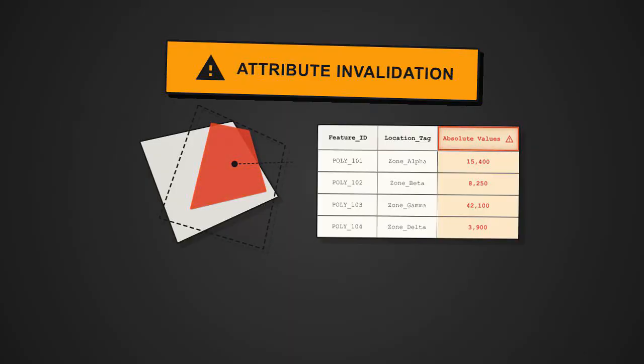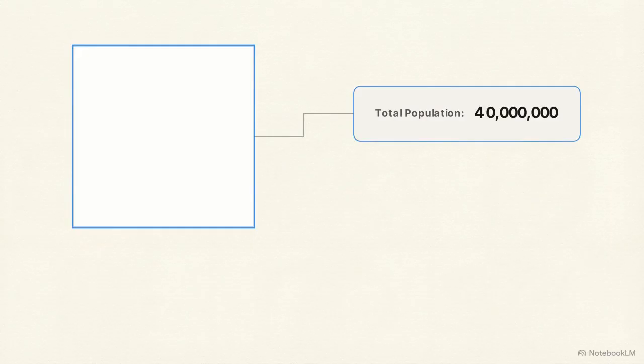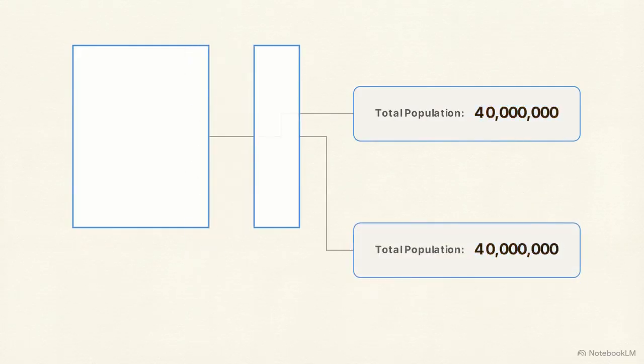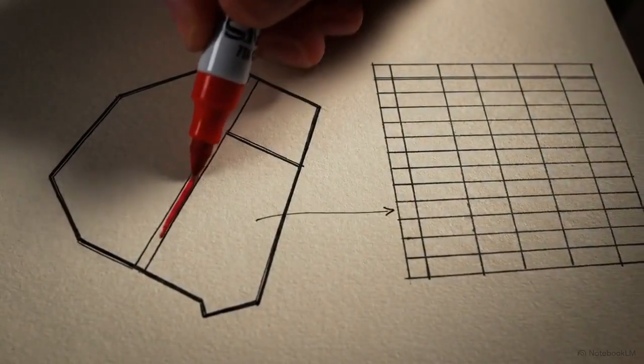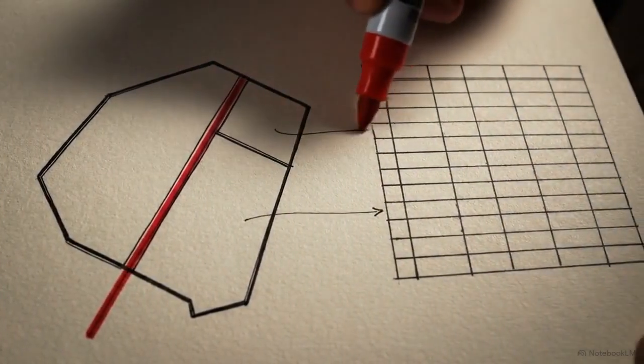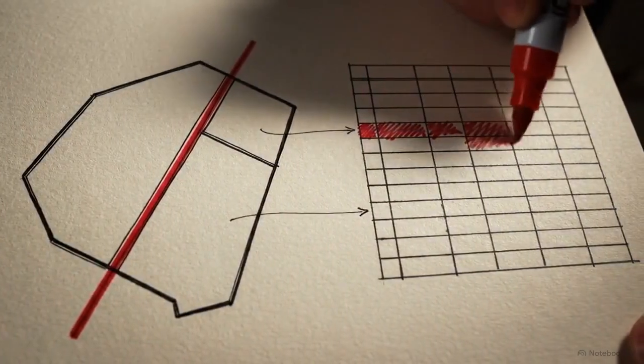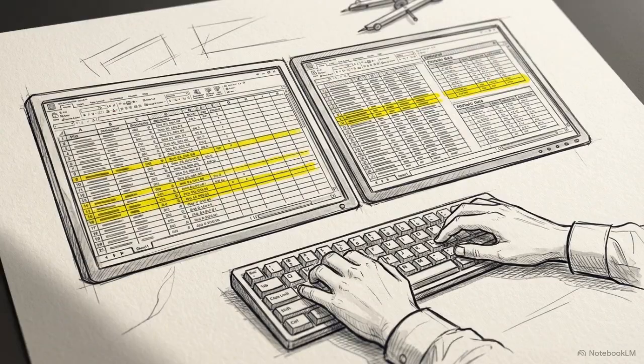However, intersection triggers a critical error known as attribute invalidation for absolute values. When a large land area is sliced in half by a boundary line, the newly generated smaller polygon automatically retains the absolute population count of the original larger area. Attribute values referring to a feature's total area, volume, or raw count are rendered completely meaningless the moment the geometry is intersected. Slicing spatial features does not execute proportional math on their databases. The analyst must identify and recalculate these corrupted metrics manually.